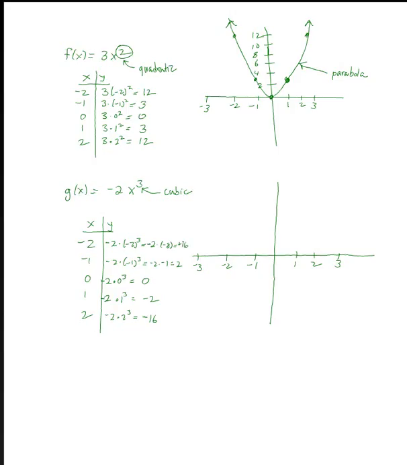All right, so I think I'm going to go 4, 8, 12, 16, because I see I need to get all the way up to 16. Negative 4, negative 8, negative 12, negative 16. All right, so I have 2, negative 16. 1, negative 2. That's right about there. 0, 0. Negative 1, 2. And negative 2, positive 16.